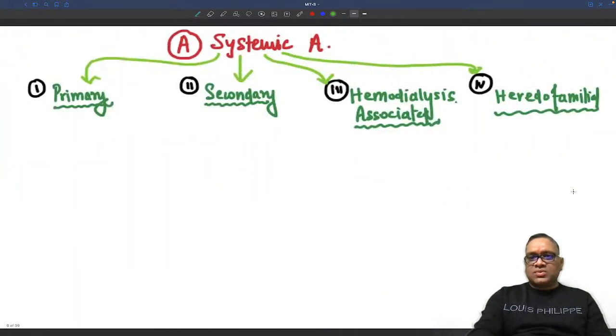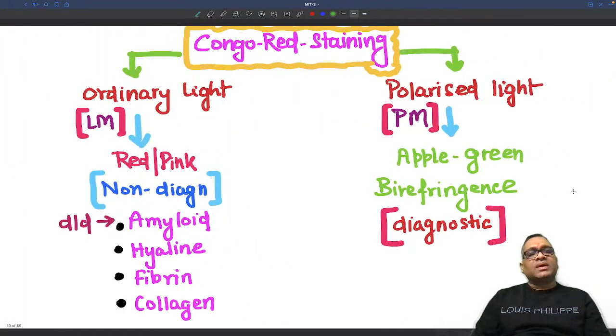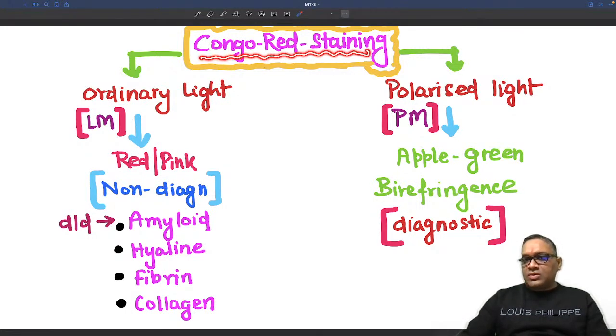Now here I want to show you one very important thing, that is the Congo red staining, which came in your exam previous year, right? So Congo red is a stain which we use to confirm the diagnosis of amyloidosis. Please remember, it will confirm the diagnosis of amyloidosis.